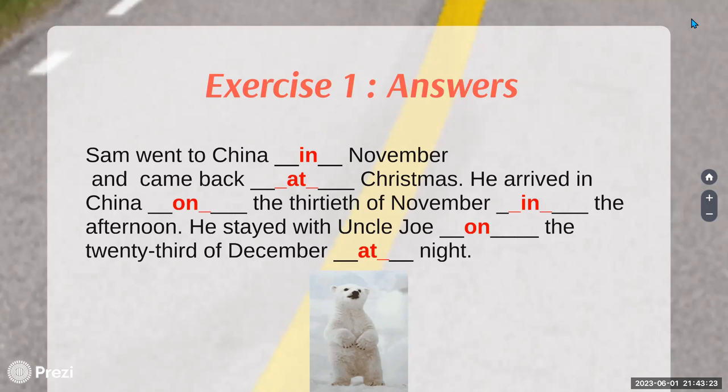Somebody else wants to do it? ¿Alguien más lo lee? Okay, Jonathan. Okay, teacher. Okay, do it. Sam went to China in November and came back at Christmas. She arrived in China on the 13th of November in the afternoon. She stayed with Uncle Joy on the 23rd of December at night. Okay, thank you.